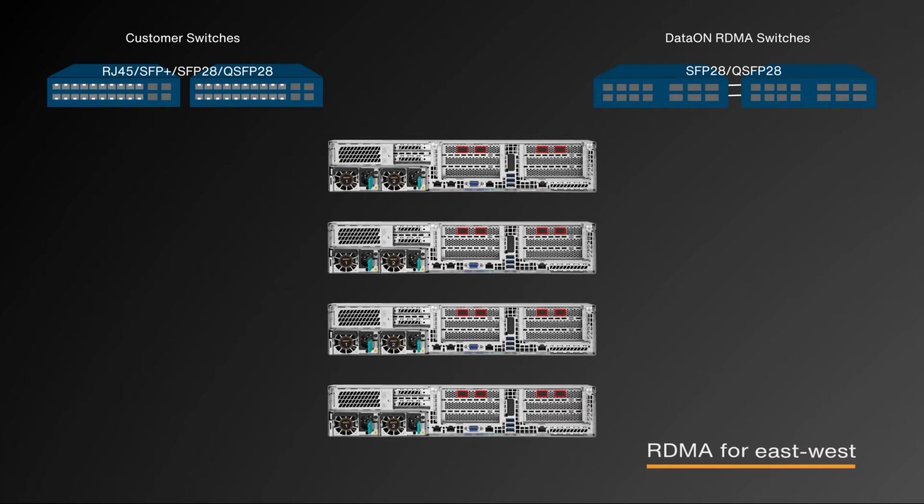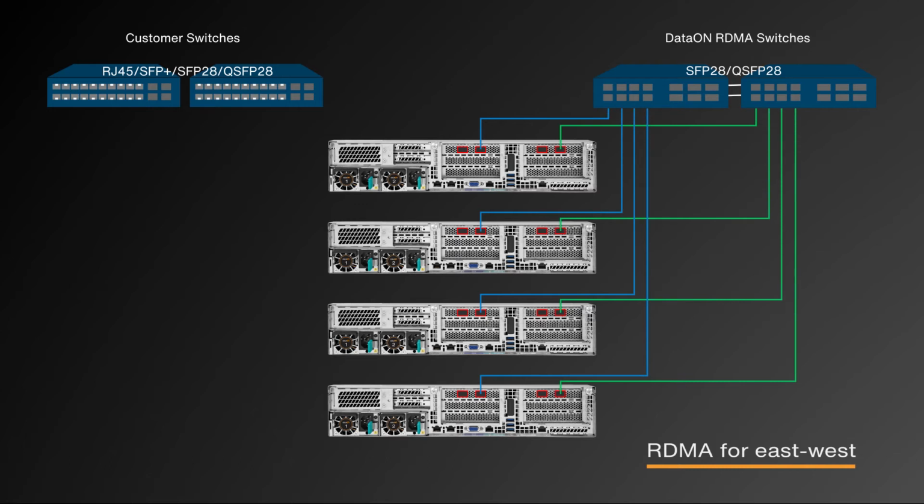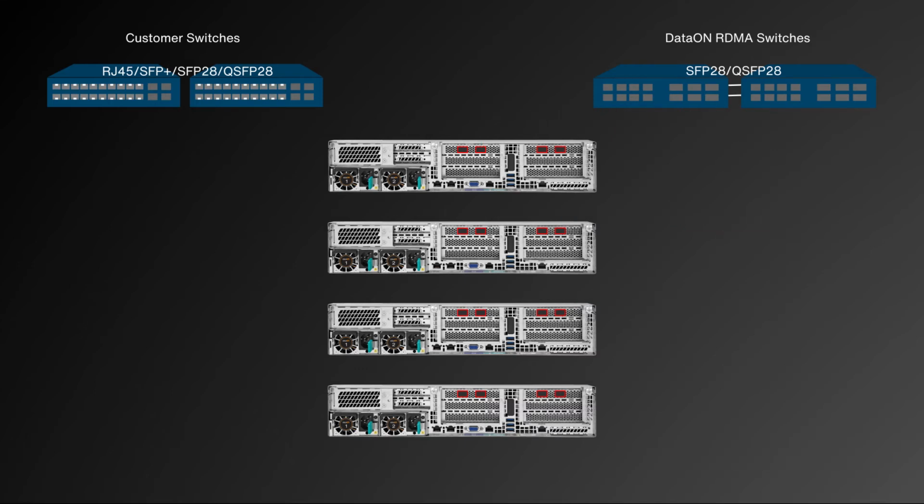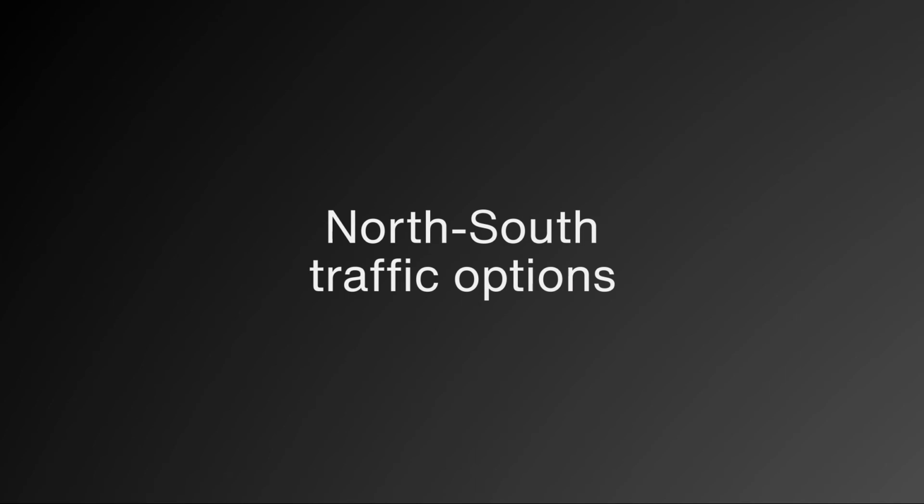For the east-west traffic, we will utilize one RDMA port from each adapter to connect into DataON switches. Although these are physical network interfaces with physical cables, they will be virtualized into vNICs using Microsoft's Hyper-V virtual network adapter feature to create virtual networks for various traffic configurations and rules. We can leverage these physical connections for north-south traffic, as I will show you shortly. We will now present three options for north-south traffic.